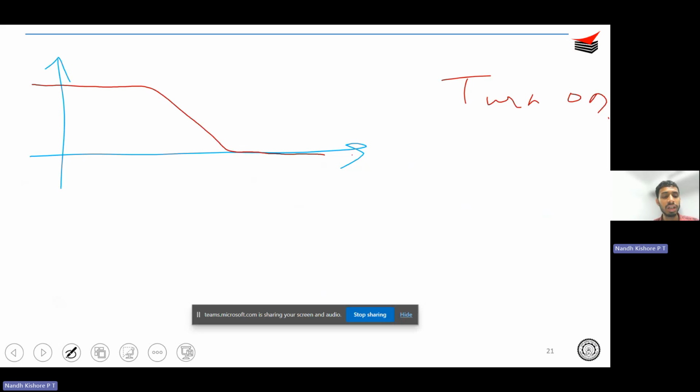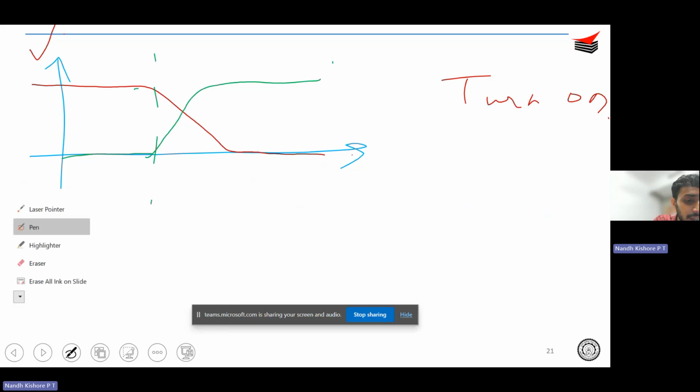You understand that your voltage is going to fall, and approximately you can also tell, let's say I turned on the device over here. The current will start increasing from this point, right? So I understand that there is an overlap of voltage and current.